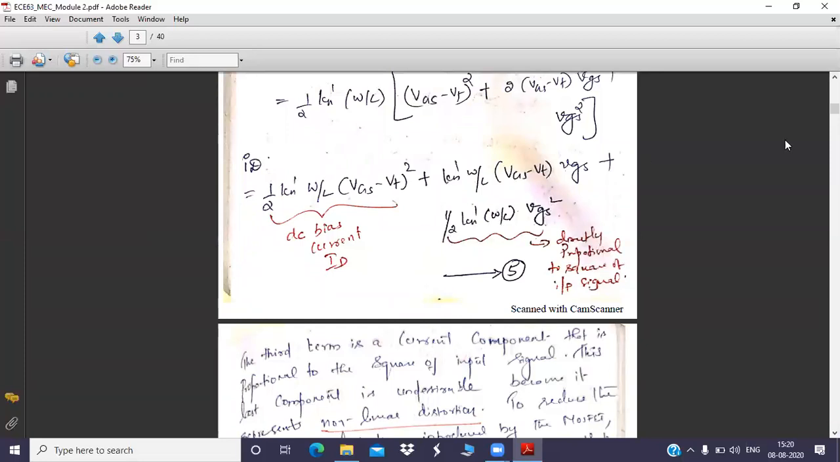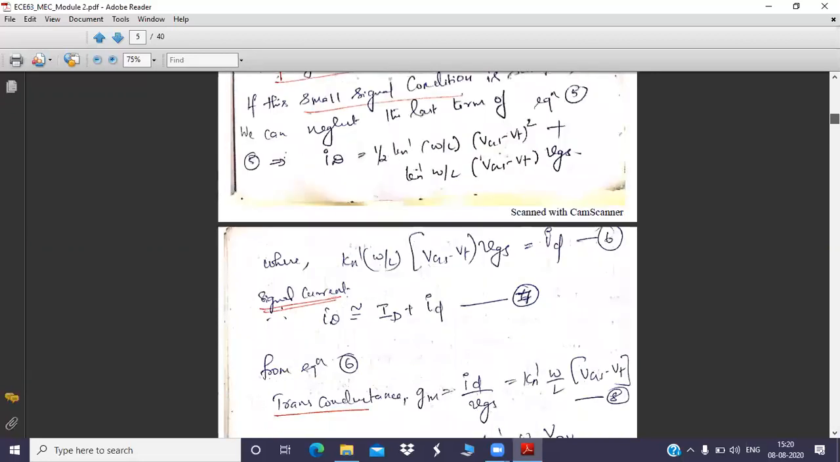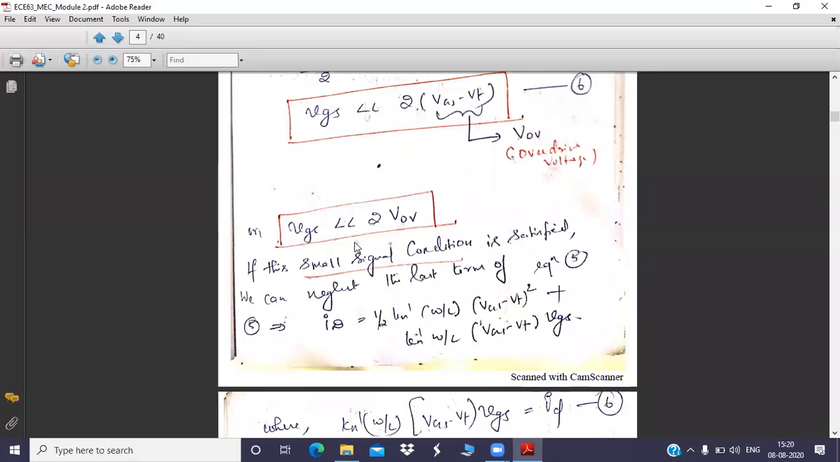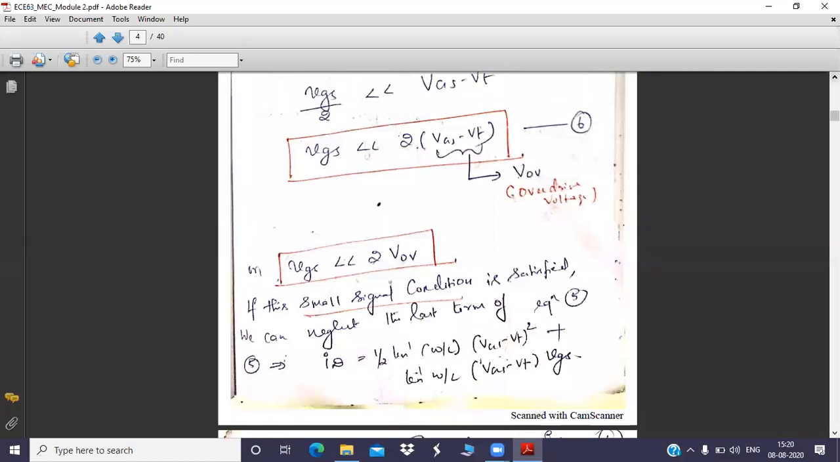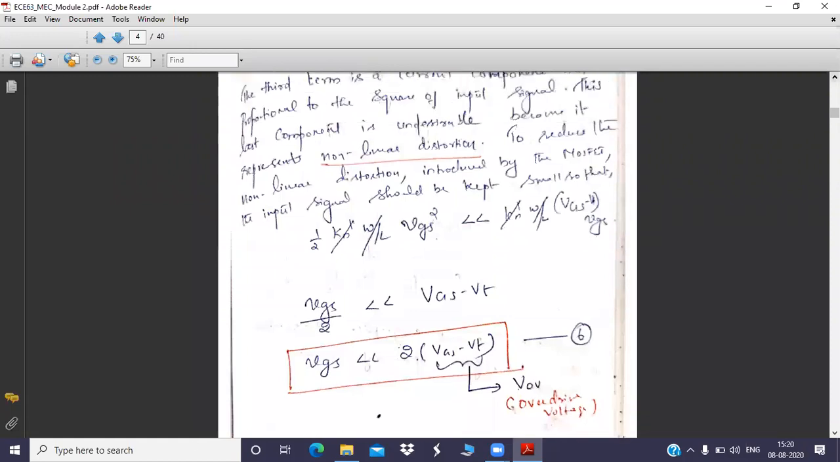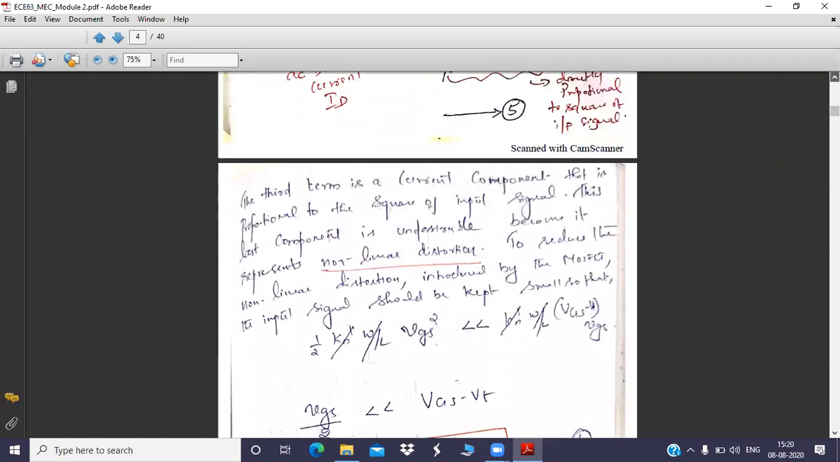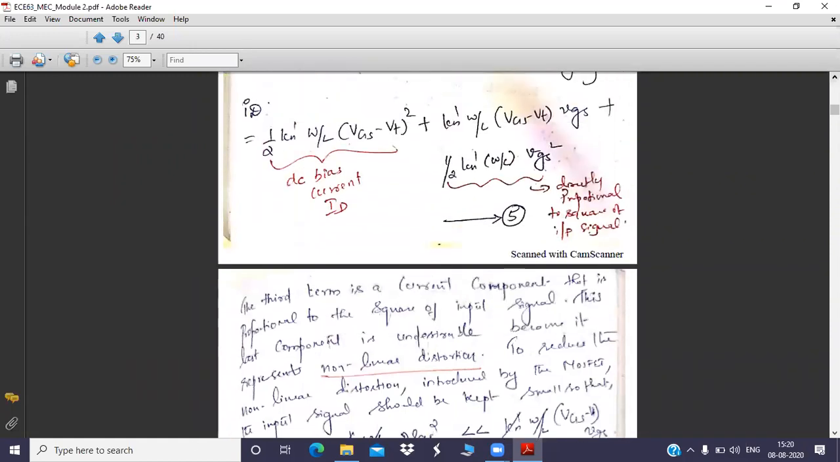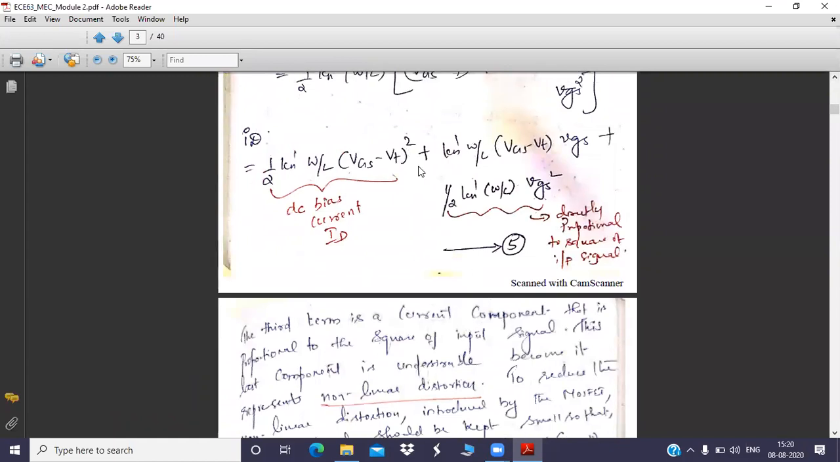So to suppress this effect of nonlinear distortion, what do you have to maintain? You have to maintain VGS less than 2 VOV. If you can maintain this condition, then the third term will vanish gradually. The third term will not be in our scenario. So this equation number 5 will contain only these two terms, and this third term I can neglect.